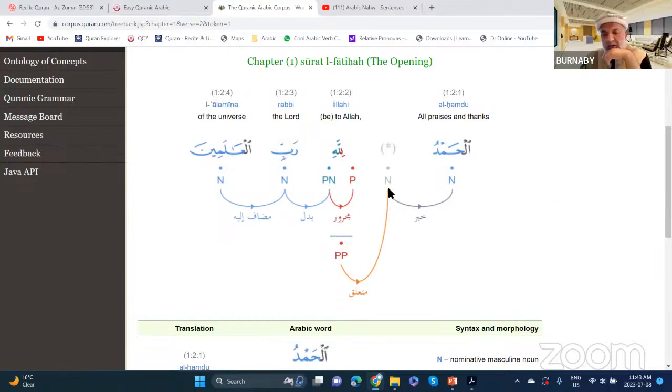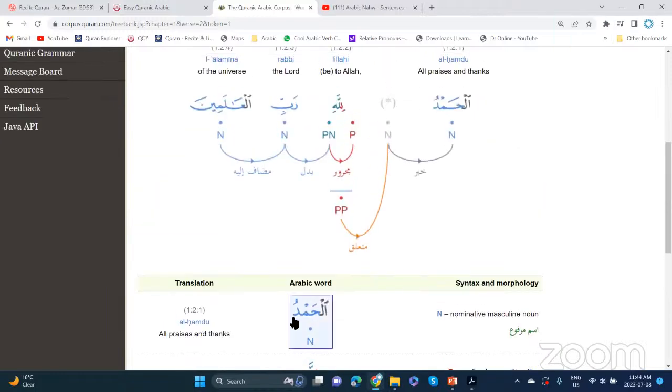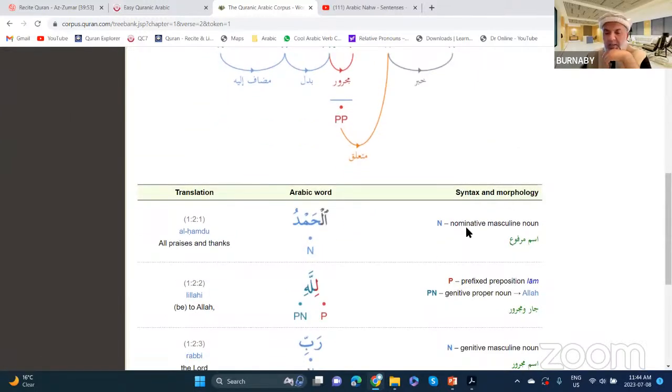And this chart is telling me that anything from here to here is a khabar to alhamdu, which is my mubtada. And in between, there is a muta'alliq as well. The order can be different, but over here, alhamdulillah is first, and this whole lillahi rabbil alameen becomes my khabar. Making sense? If you want to know more about alhamdu, it says nominative masculine noun.